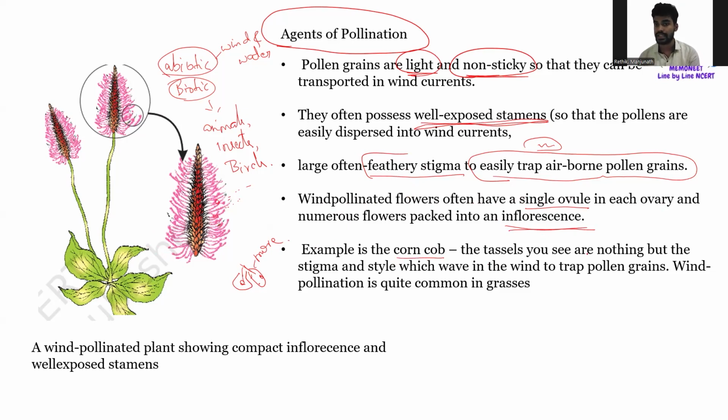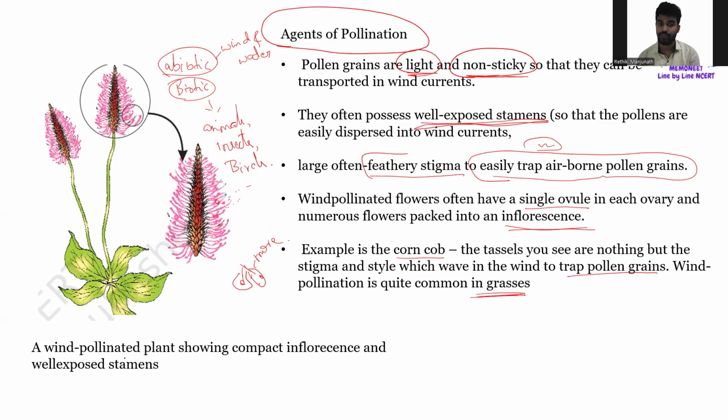So here you can actually see the stigma and style, which wave in the wind. So they help in trapping these pollen grains when the wind current passes through it. And another one is wind pollination, which is also quite common in the grasses. You can actually see the grasses, right? So wind pollination is quite common in the grass.